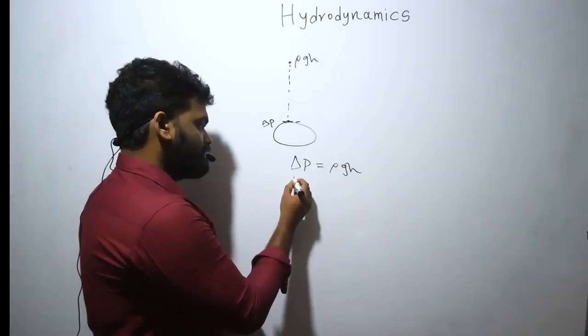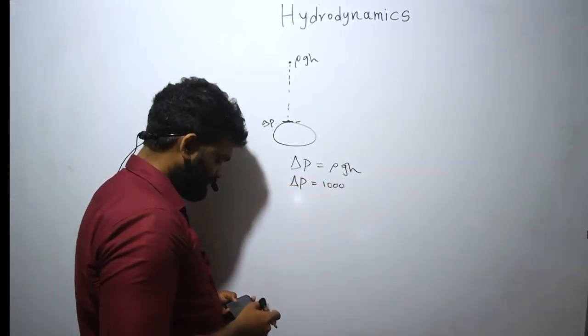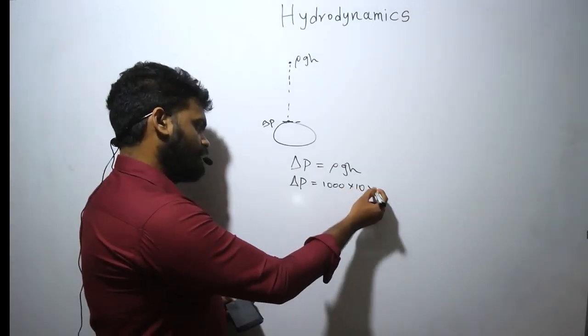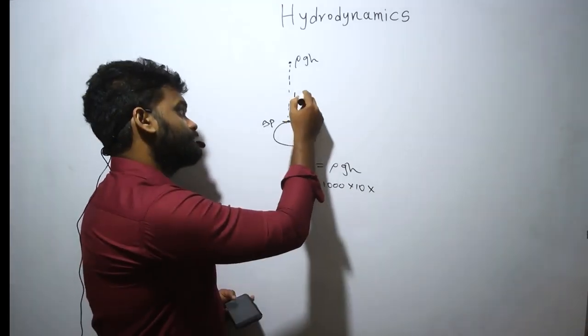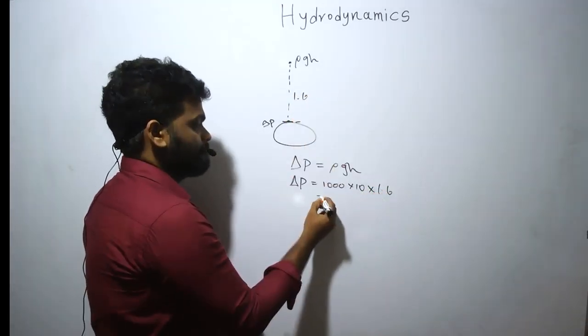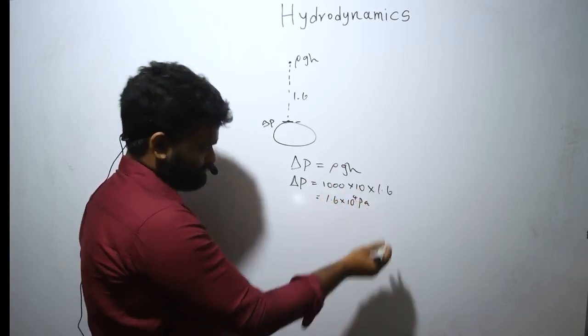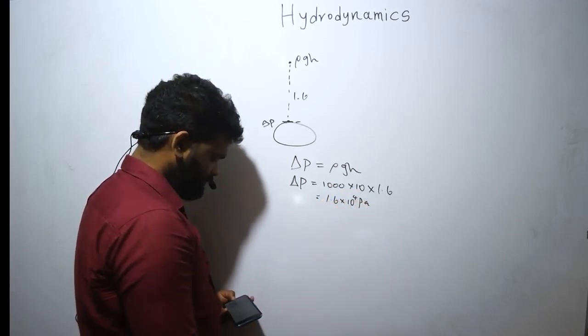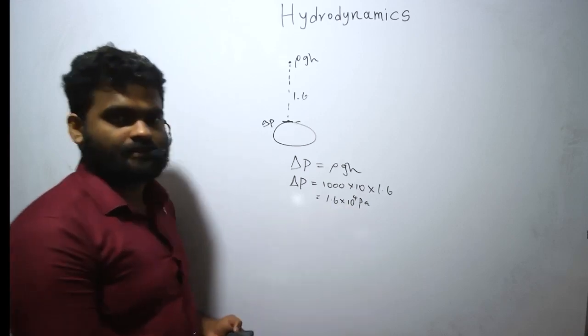So what they ask is delta P. So coconut water, that is 1000. Gravitational acceleration, then h is given as 1.6. So 1.6 times 10 to the power 4 Pascal. So that should be 16,000 pascals, right? 16,000 pascals.